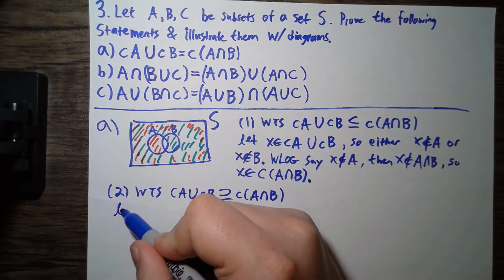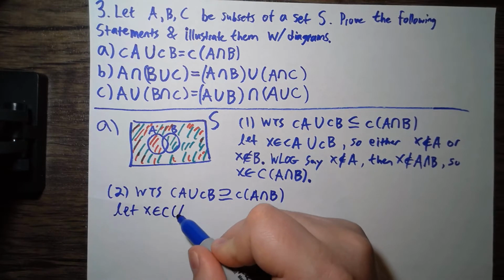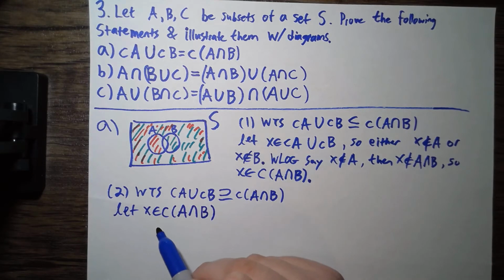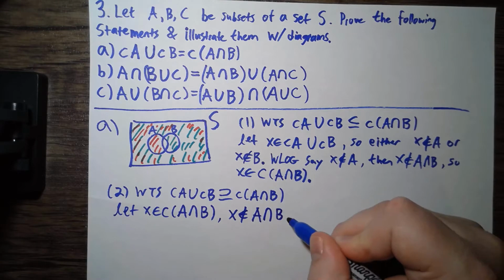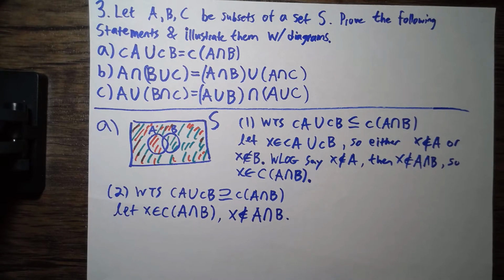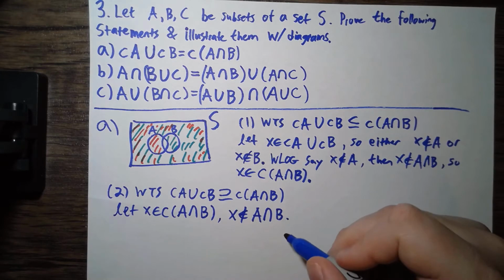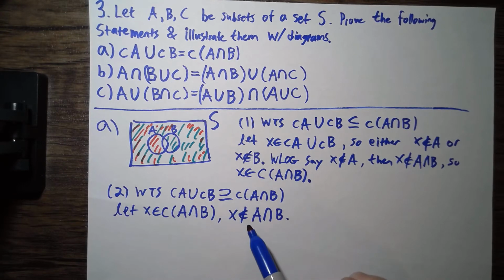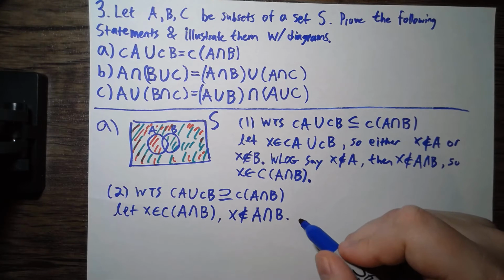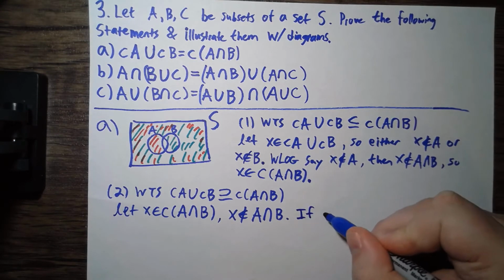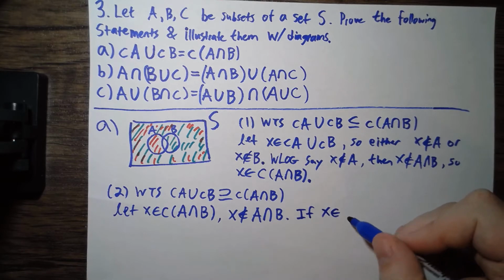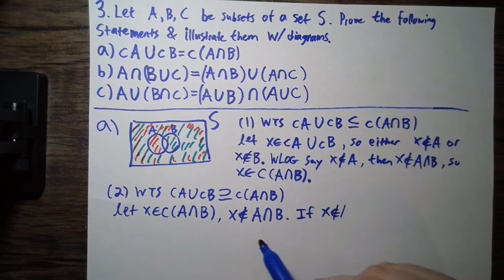So to do this, we could say, let X be in the complement of A intersect B. So what this means is X is not in A intersect B. So we want to show that X is either not in A or X is not in B. And this is clear, since if X were in both, so if X is not in the intersection of A and B.